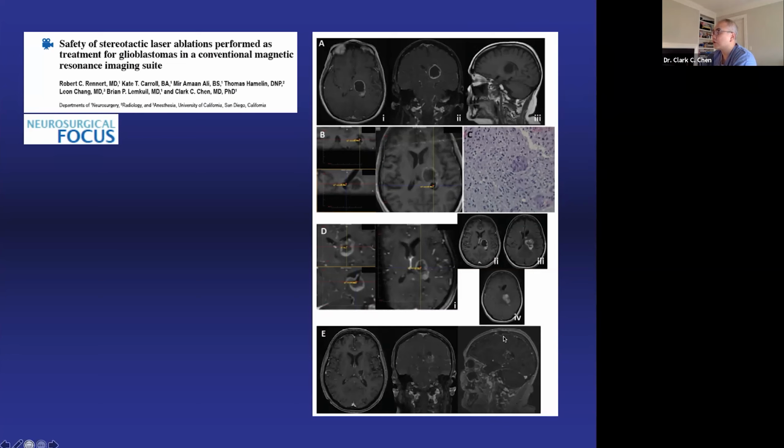You can see the multiple trajectories here. The incision is 2.5 centimeters. We achieved this entire procedure through a small burr hole. I think for a lesion in the left thalamus, this is a victory.